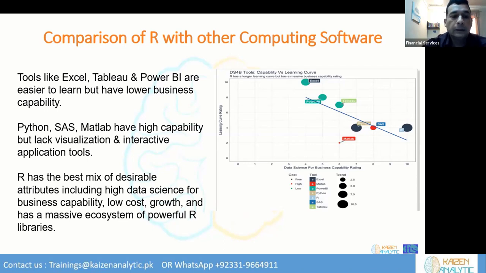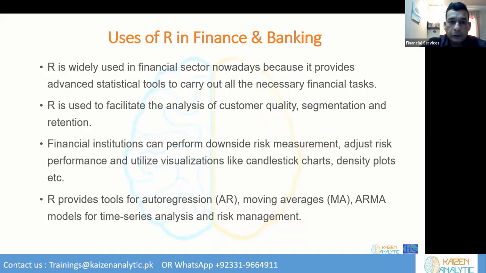But R has the best mix of desirable attributes, including high data science for business capability and low cost growth, and has a massive ecosystem of powerful R libraries, which are the add-on packages. Then the uses and application of R in finance and banking: R is nowadays widely used for financial packages, and financial institutions and banks are using R for different purposes.